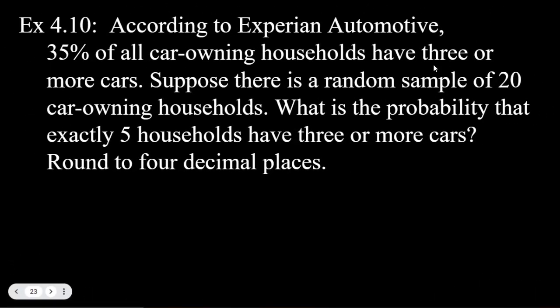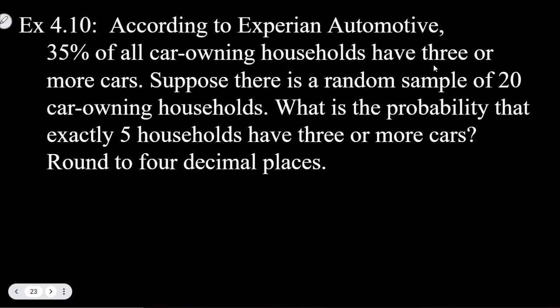Example 4.10. According to Experian Automotive, 35% of all car-owning households have 3 or more cars. Suppose that there is a random sample of 20 car-owning households. What is the probability that exactly 5 households have 3 or more cars? So we're actually going to do this one.